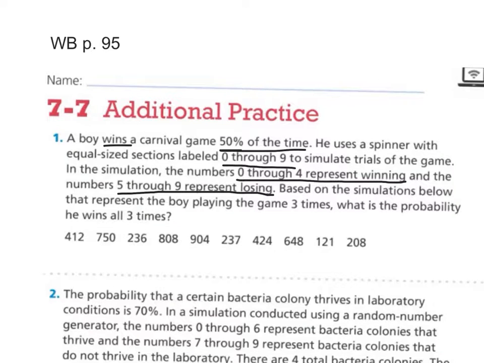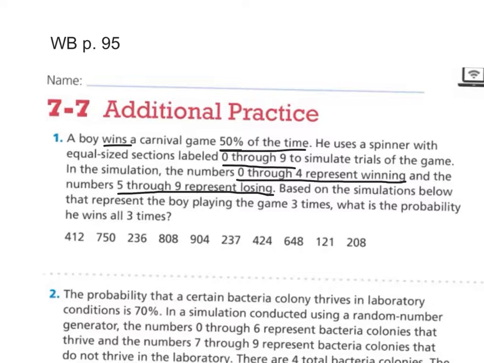And understand that 0 through 4, 0, 1, 2, 3, 4, that's 5 options. Sometimes people look and think, well, that's only 4. 5 through 9, 5, 6, 7, 8, 9, that's 5 options also. So that's a 50-50 chance we got.